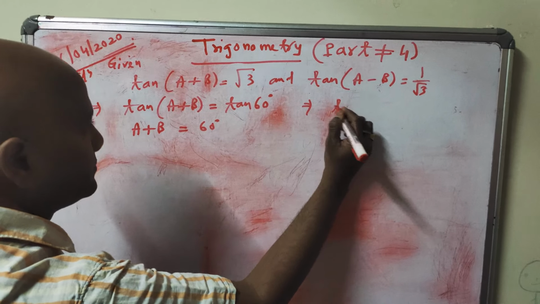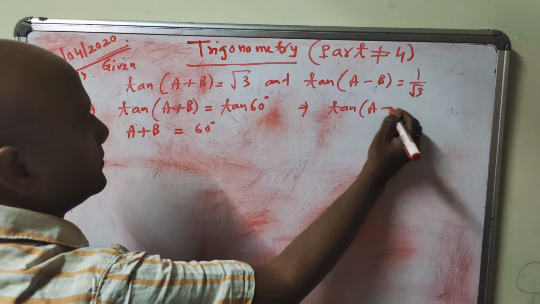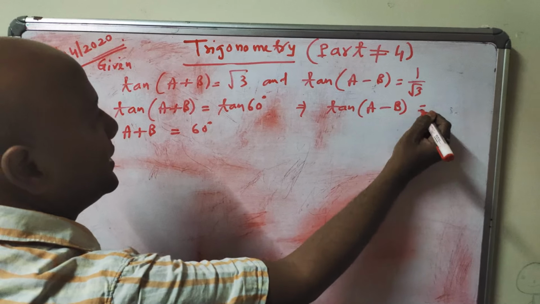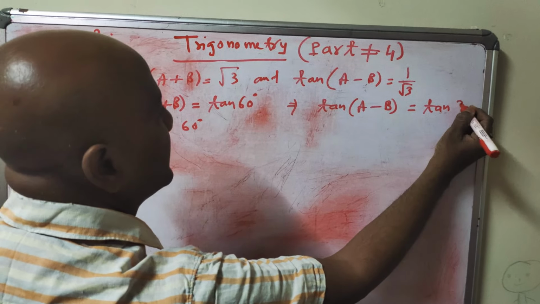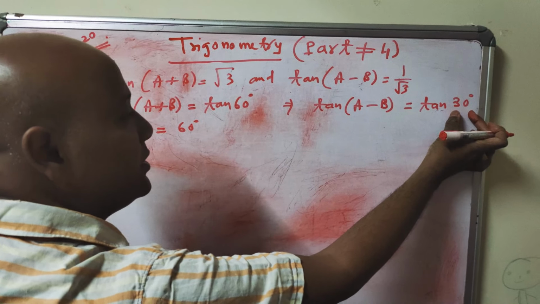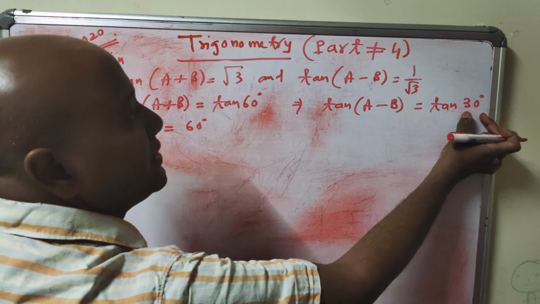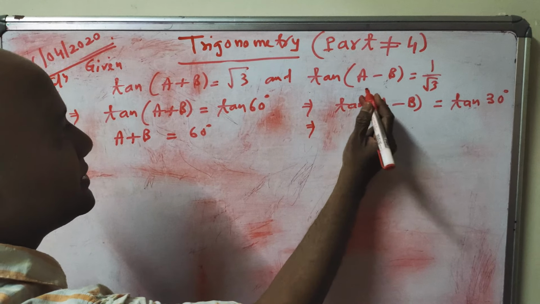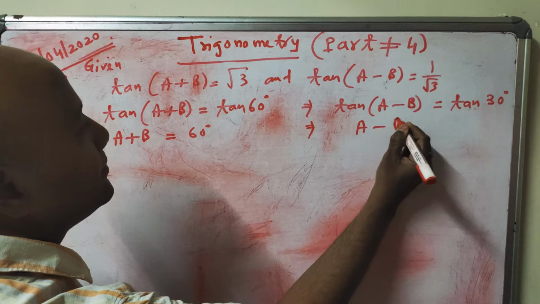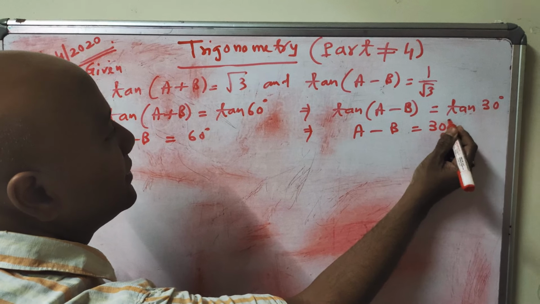Similarly, here tan is written, you must write tan. 1 by root 3 means tan 30. Only 30 degree, if you write, it will be right. You must write tan 30. Then this tan and tan will cancel. A minus b will be 30 degree.